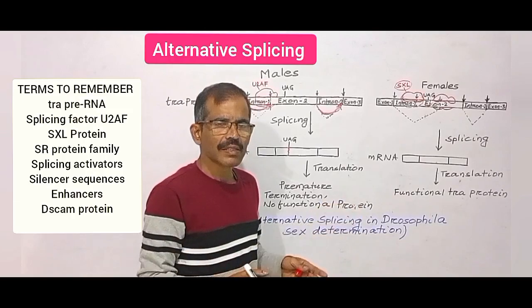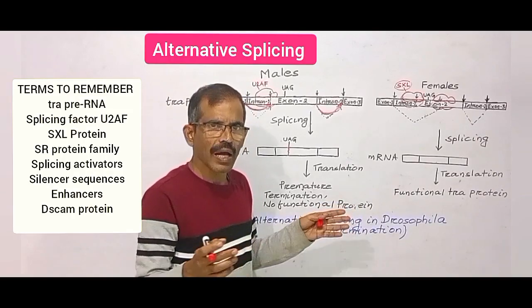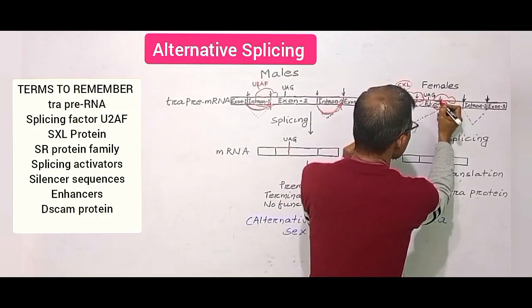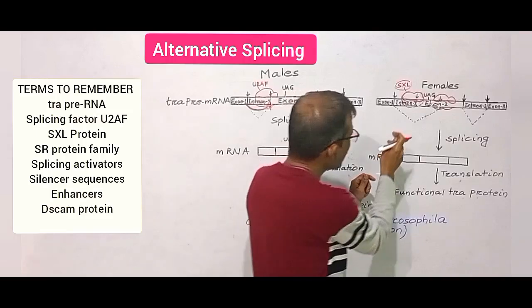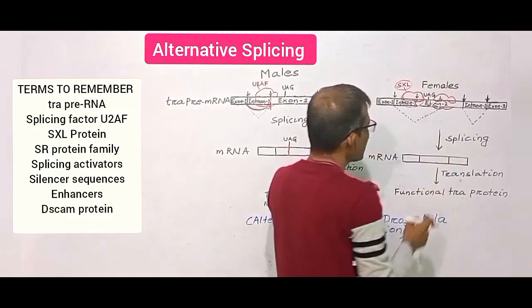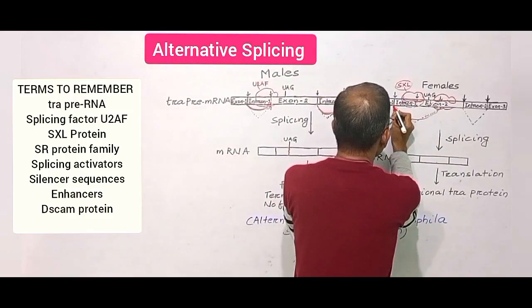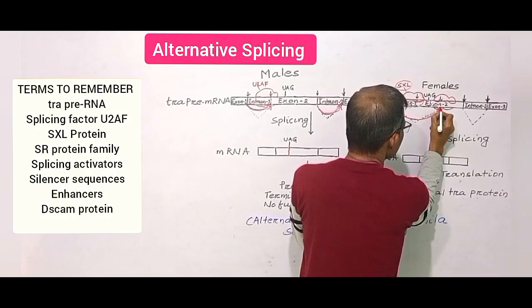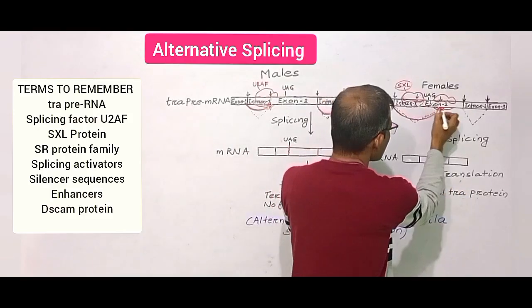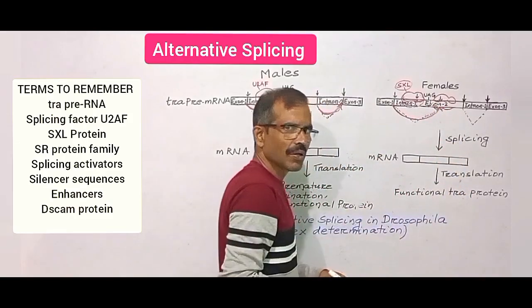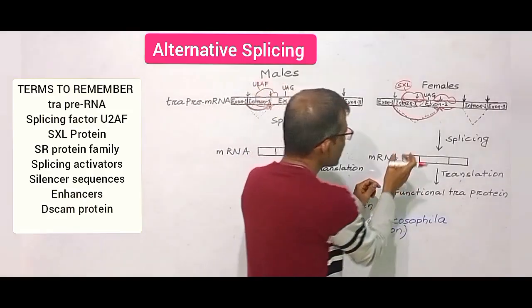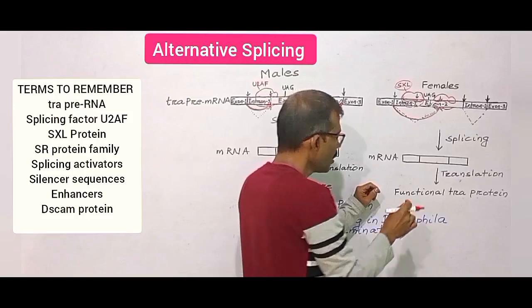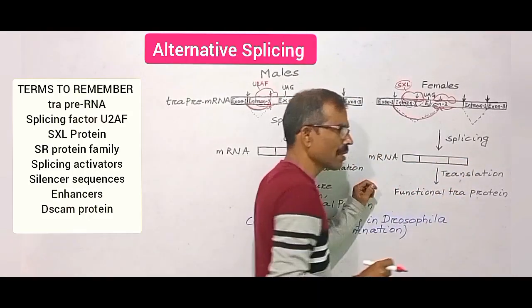In female flies, the splicing factor U2AF recognizes the alternate 3' splice site, which is located further downstream in the second exon. So exon 1 is joined to the alternate 3' splice site, which is located further downstream in the second exon. Because of this, the part of the second exon which contains the termination codon is not included in the mRNA.